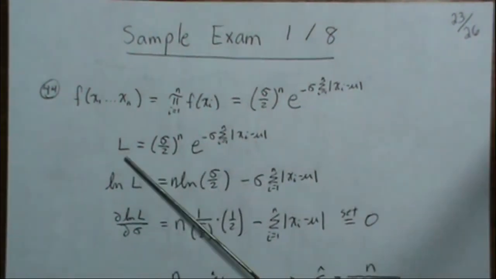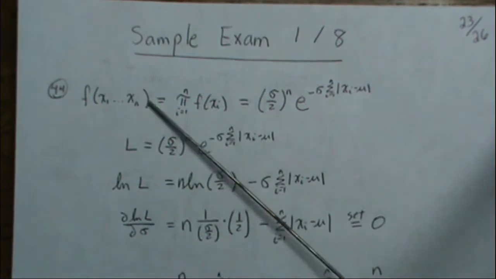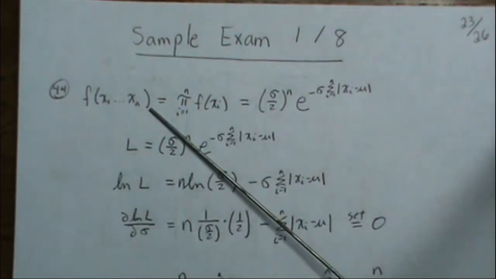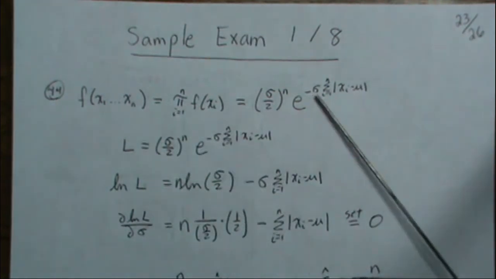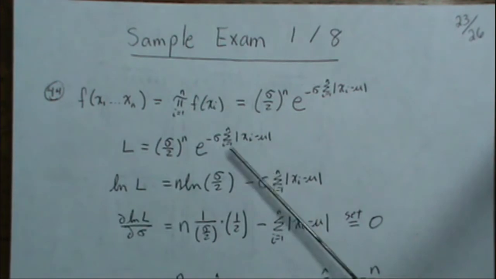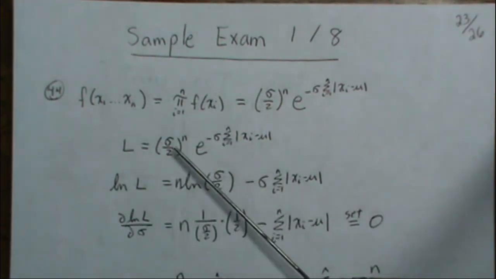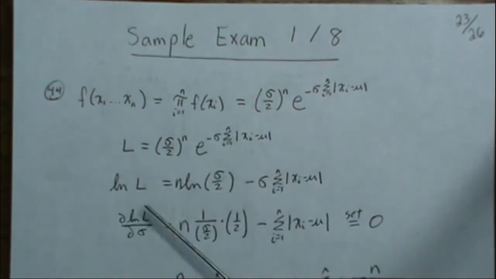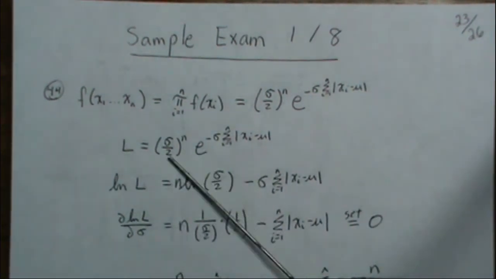So now we set the likelihood equal to that, and the difference from the joint density is that in the joint density we assume the x's are random and the parameters are fixed, but in a likelihood, we assume the x's are fixed and the parameters are random, and then we find the parameter that maximizes that. So what we do is we use a trick.